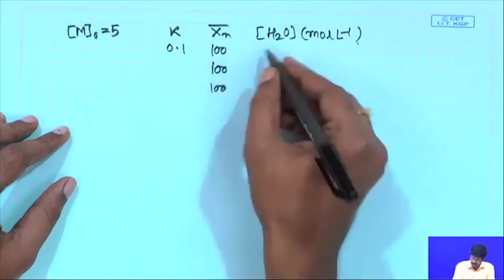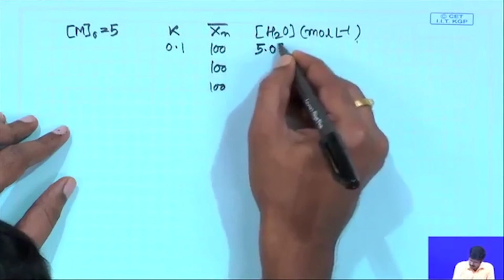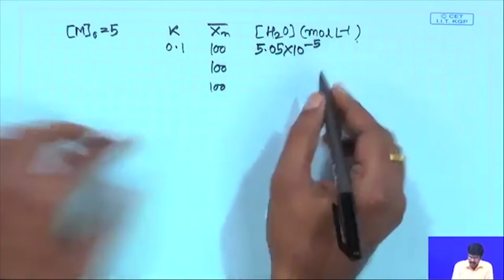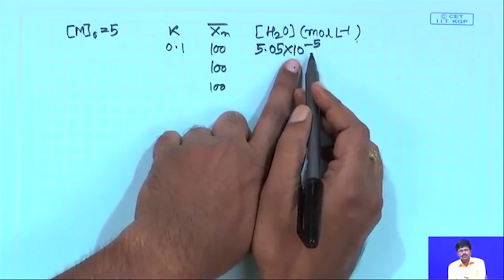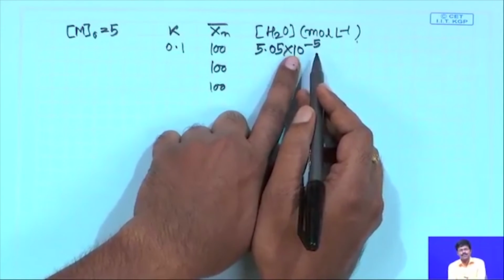So, if K is 0.1, the equilibrium concentration of water that you have to achieve is this. That means you have to remove water until you reach this very low concentration. The lower this value is, the more difficult it is for you. That means you have to actually remove more water.